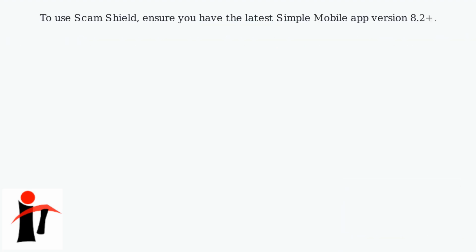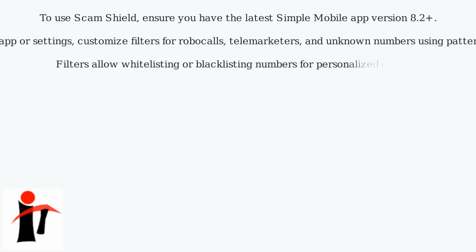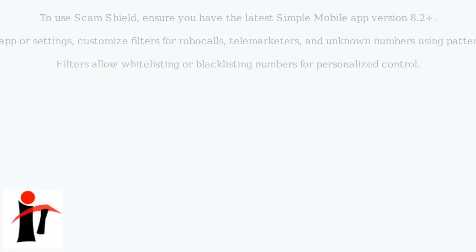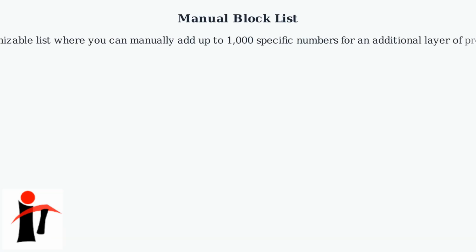To use Scam Shield, ensure you have the latest version 8.2 Plus of the Simple Mobile app. Within the app or your phone settings, you can enable Scam Shield and customize filters for robocalls, telemarketers, and unknown numbers. These filters use pattern recognition and allow whitelisting or blacklisting numbers. A customizable block list allows you to manually add up to 1,000 specific numbers, providing an additional layer of protection.